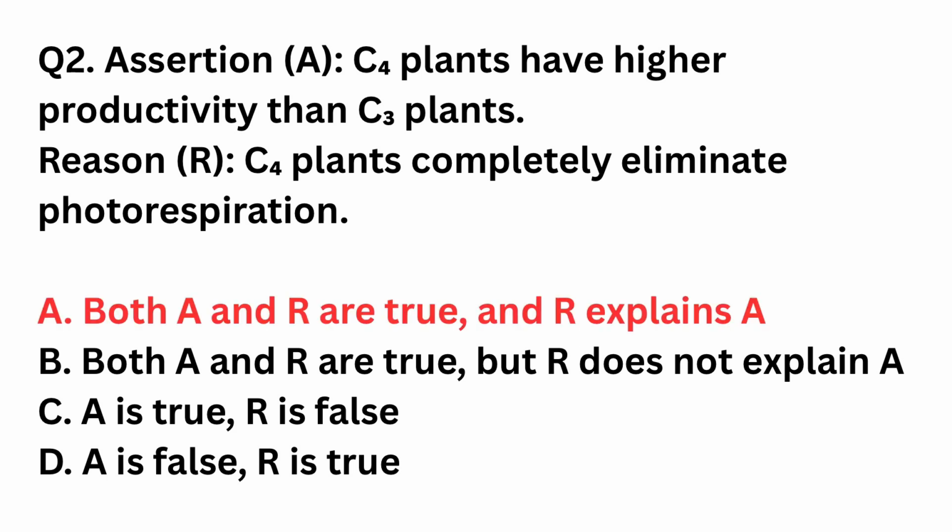The right answer is option A. Both assertion and reason are true and reason explains assertion. C4 plants concentrate carbon dioxide in bundle sheath cells, minimizing photorespiration. This increases photosynthetic efficiency and productivity compared to C3 plants.